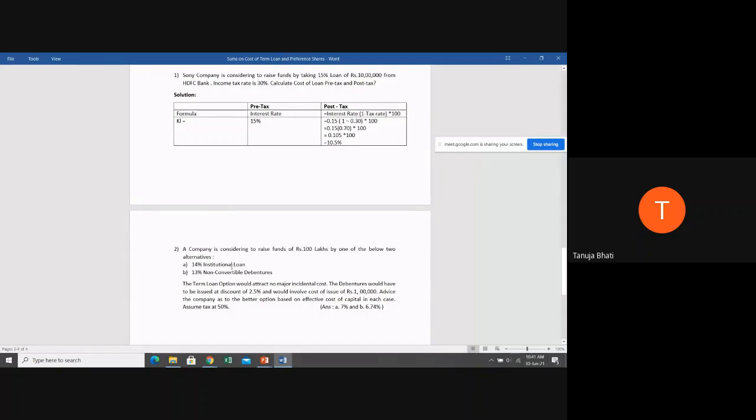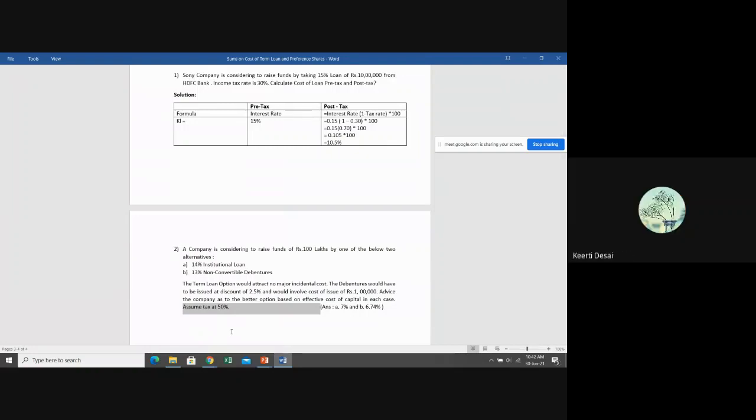Okay, students. 14% institutional loan, tax rate is given as 50%. How will you solve KL? Can anyone tell me what formula you will use to solve KL and how the solution will go? KL is either pre-tax or post-tax. Since the tax information is already given, which formula will you use for calculating KL? Pre-tax or post-tax? Post-tax.